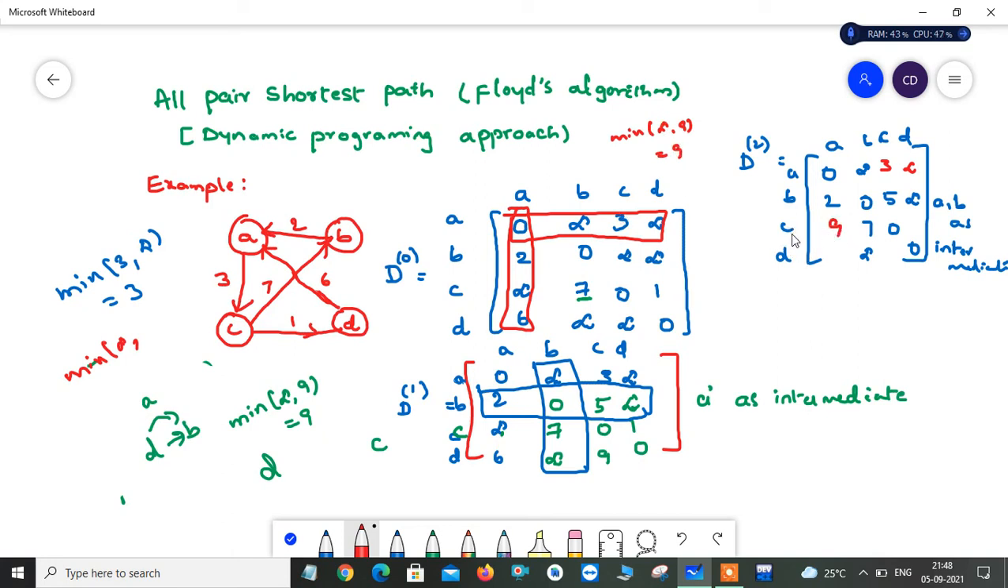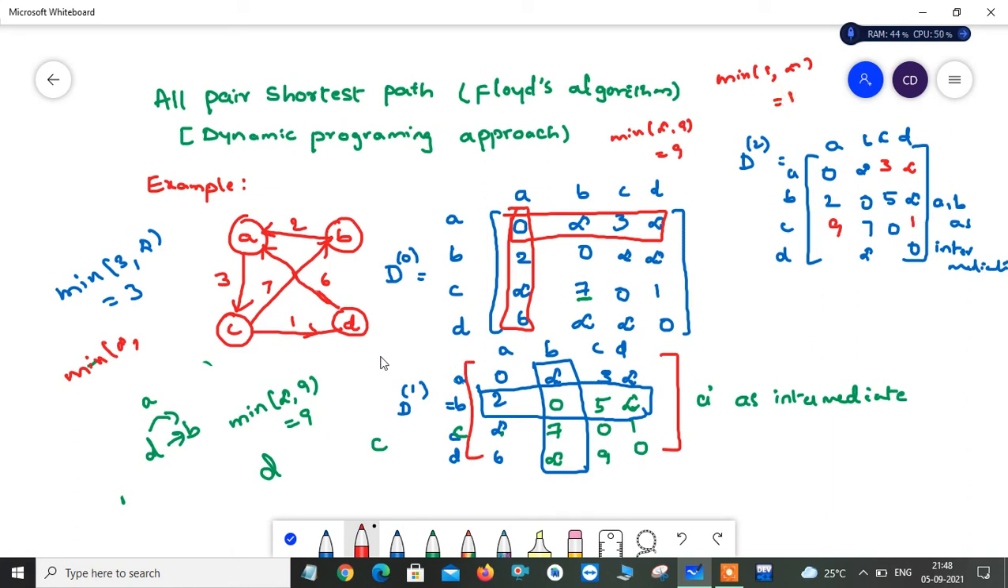Now I am trying to find from C to D. From C to D I have a direct path which exists with weight 1. Now I am trying to find, with A, B as an intermediate, whether I can reach from C to D with less than this weight. I can't reach with either A or B as an intermediate, so I can't improve it. It stays 1 only.